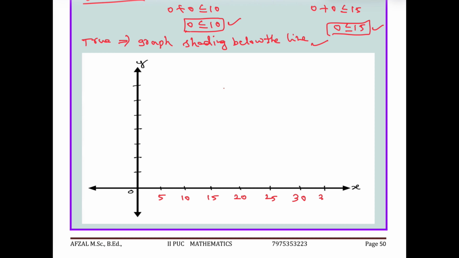Question number 41. Solve the following system of linear equations using the matrix method. I have given the three equations. The three equations we have to write first. 2x plus 3y plus 3z equal to 5.